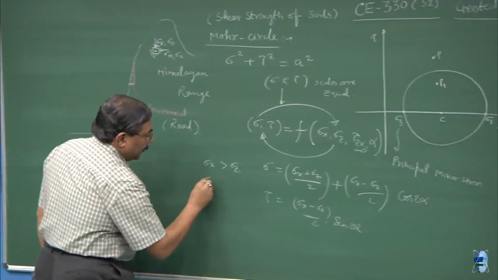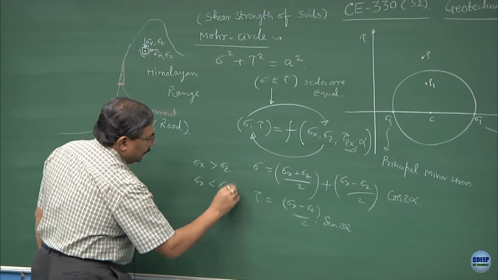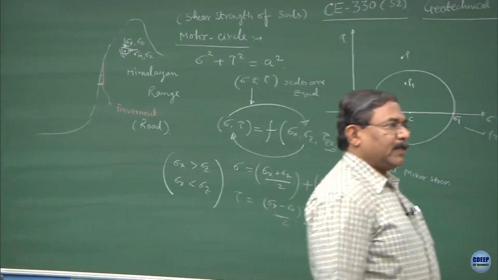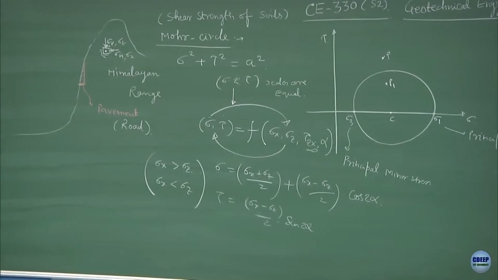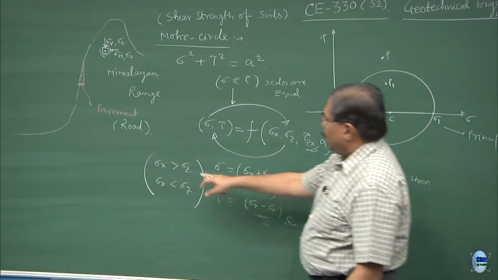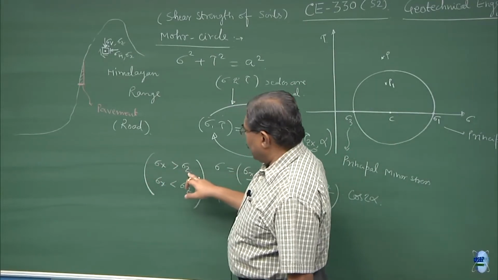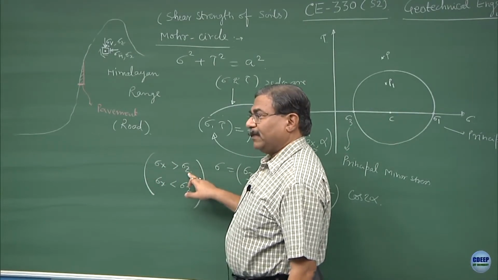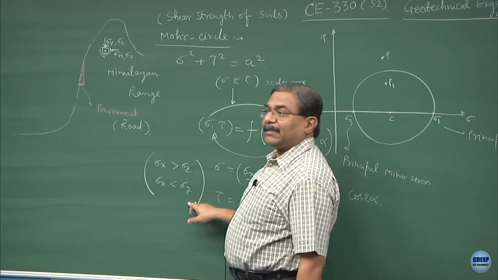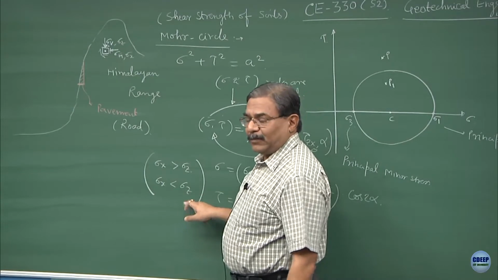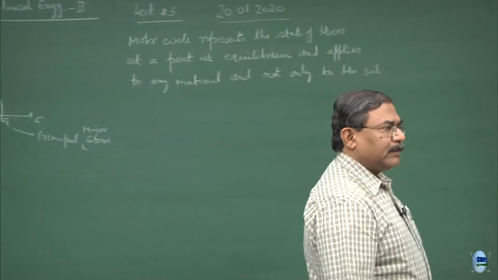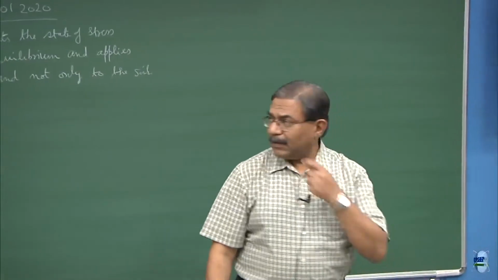There could also be a situation where sigma x becomes less than sigma z. Can you guess when this type of situation might occur? So, the way I read it is the lateral stresses are more than the vertical stresses in the first case. In the second case, the lateral stresses are less than the vertical stresses. So, these are two situations which you might be analyzing in day to day civil engineering practice.